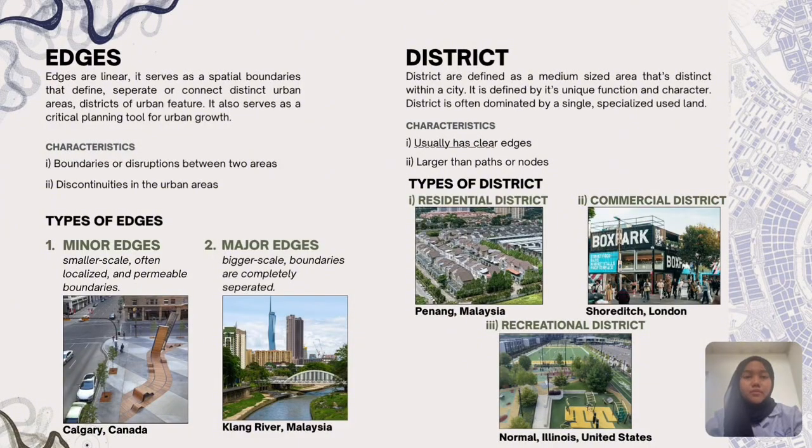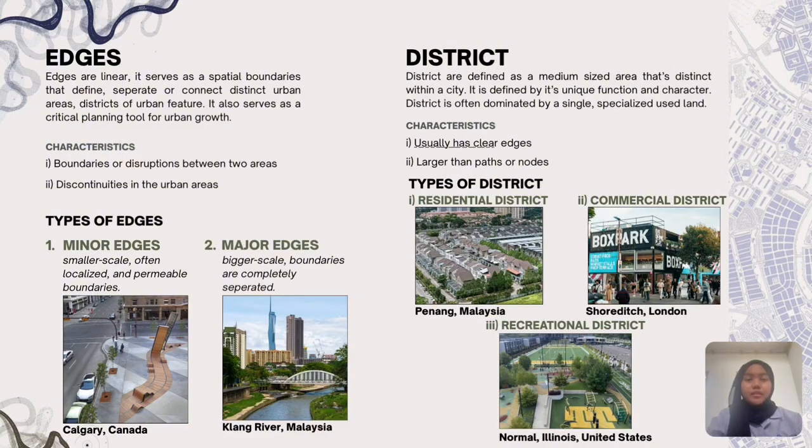There are two types of edges, which are minor edges and major edges. Minor edges are considered smaller scale, often localized and movable boundaries, as you can see in this picture at Calgary, Canada. And the major edges are bigger scale, where boundaries completely separate, and this is at Klang River, Malaysia.